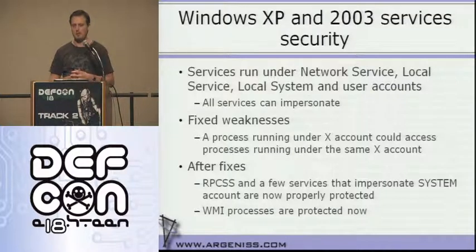So what Microsoft did was add a protection to special processes and services to avoid them accessing each other, getting a token, and elevating privileges. So they protected mostly processes that impersonate the system account. For instance, they protected the service that ran RPC, and they also protected Windows Management Instrumentation processes, which also impersonated the system account.